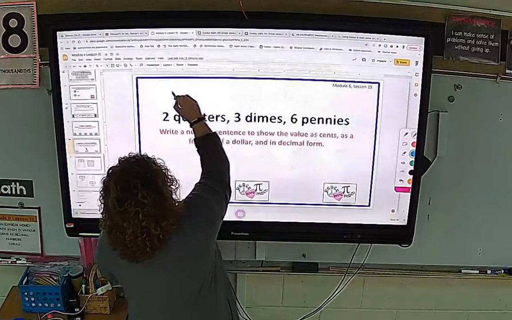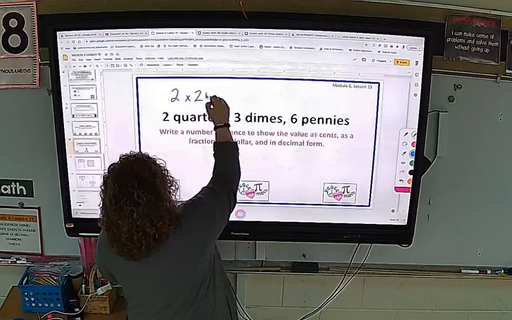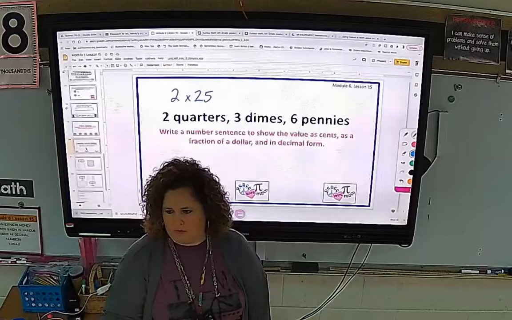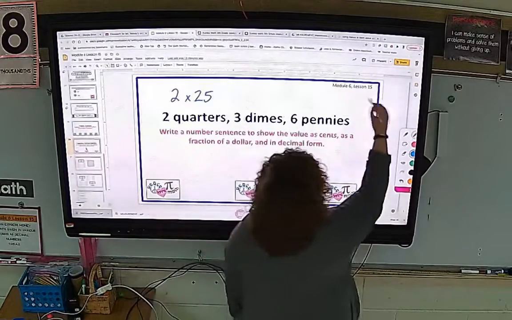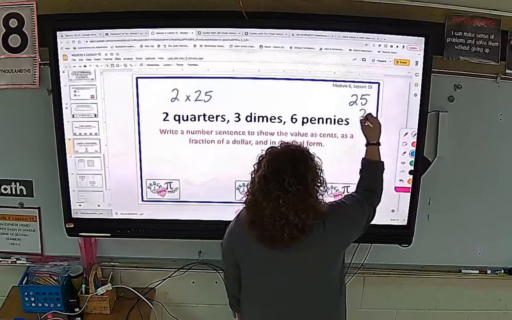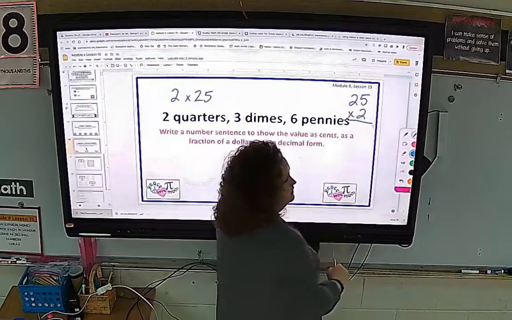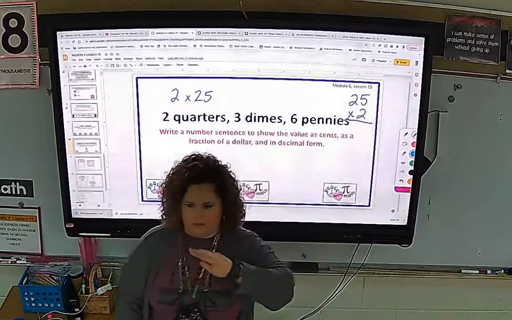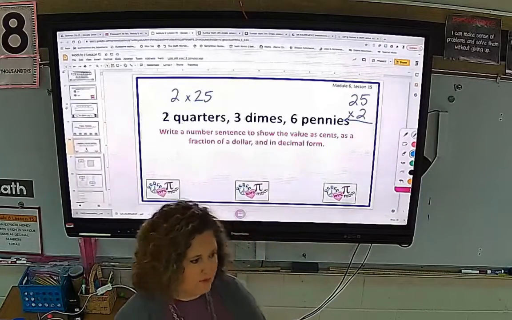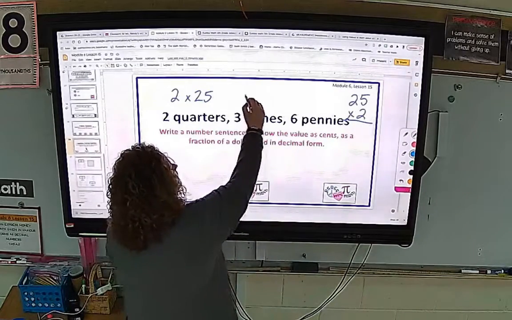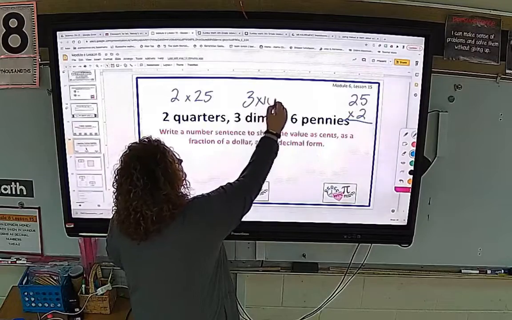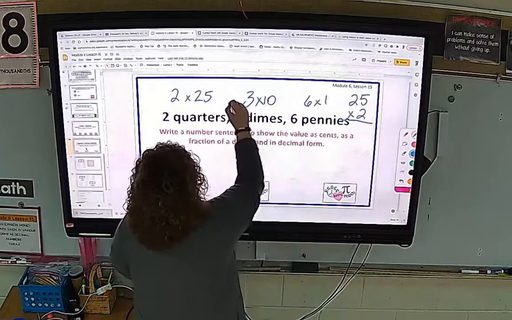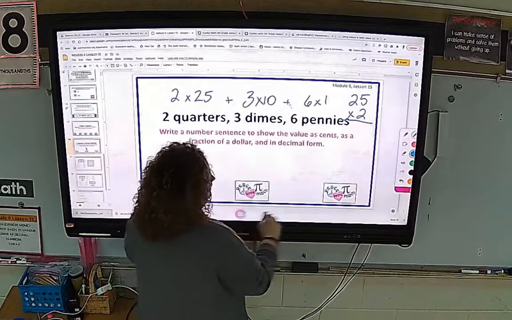You also could have done 2 times 25. What if you don't know what that is? What if you can't remember what 2 quarters is? Then take it and turn it like this, 25 times 2. We know how to do this type of multiplication. There's really no excuse anymore for not knowing those amounts. Decimals are easy. 3 times 10, 6 times 1. And then we would add them all together.